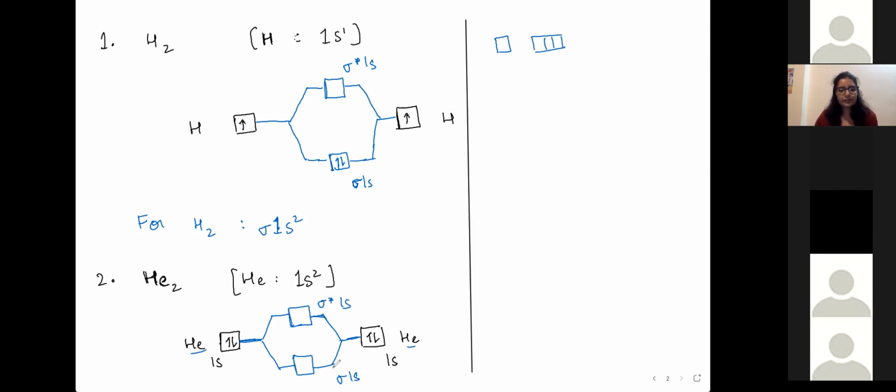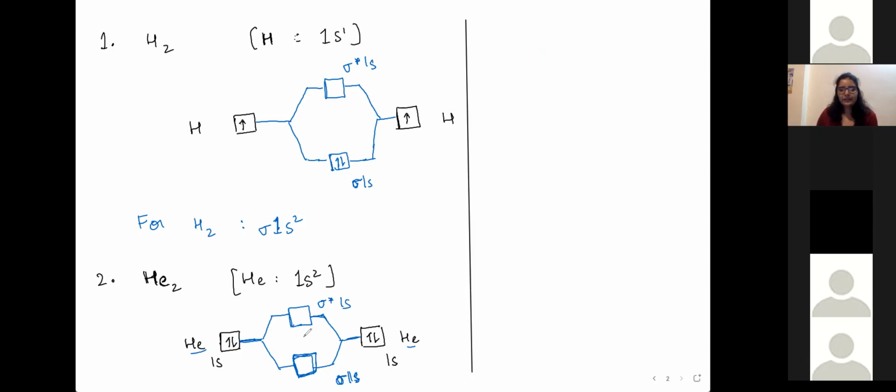So here also, I have sigma 1s and sigma star 1s. Each of those is a molecular orbital represented by a box. So even these boxes can take a maximum of 2 electrons with opposite spins. So 1s4 is something that is impossible. You will never, don't even think about it. Whenever you write electronic configurations, s4 will never happen.